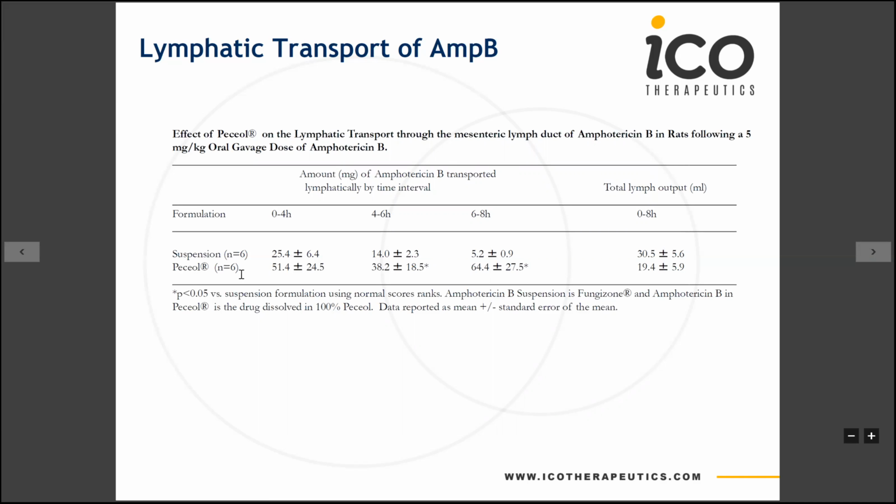However, look at our formulation. You get more than double in the first 4 hours. It continues to be more than double between 4 to 6 hours. And look what happens from 6 to 8 hours. It's almost 12 times more drug being transported through the lymph using our formulation. And so this data suggests that we are targeting drug through the lymphatics, but it's sustained over a period of time. And that gives you the pharmacokinetic profile as well as the ability to get into the organs and have a depot effect.